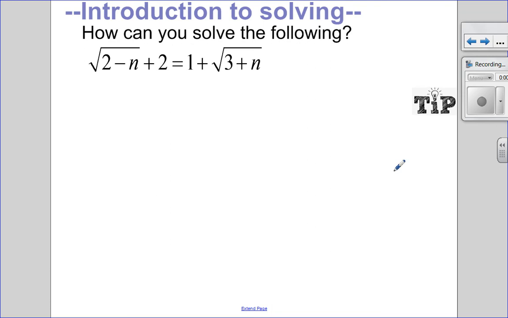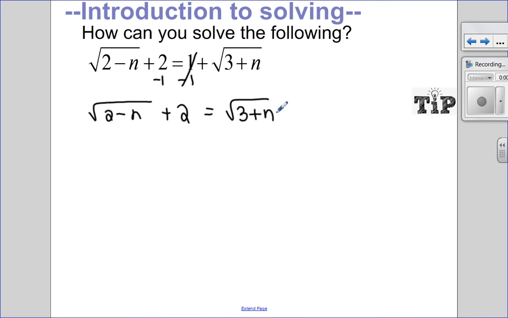And what we did is we isolated the root. So let's try that. I'm going to subtract 1 from both sides. 1 take away 1 is 0. So I'm left with root 2 minus n plus 2 equals 3 plus n. Once we did that, we just simply squared both sides of the equation to eliminate the root.